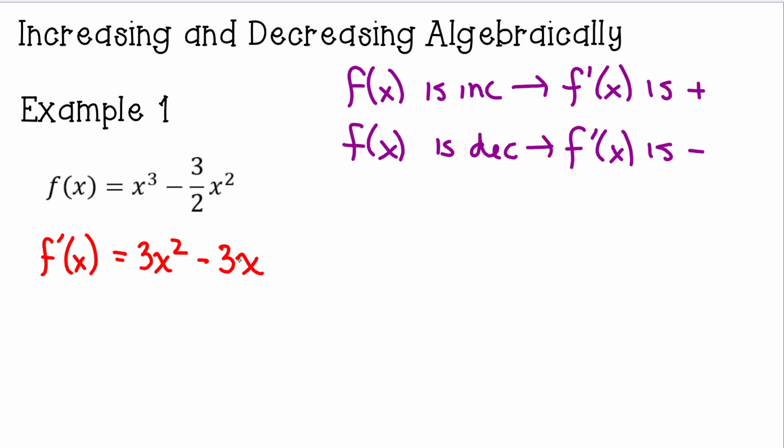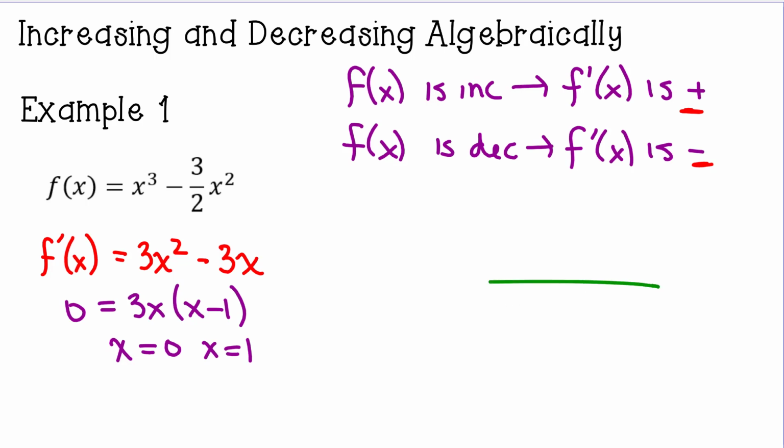The way to approach this is to think that to go from being positive to negative or negative to positive, you need to pass through 0. So I take this and set it equal to 0, and I'm going to factor. I get that x equals 0 and x equals 1 are the two places where f prime of x is equal to 0. I'm going to take these numbers and set them up on a number line. So I have 0 and I have 1 on my number line.